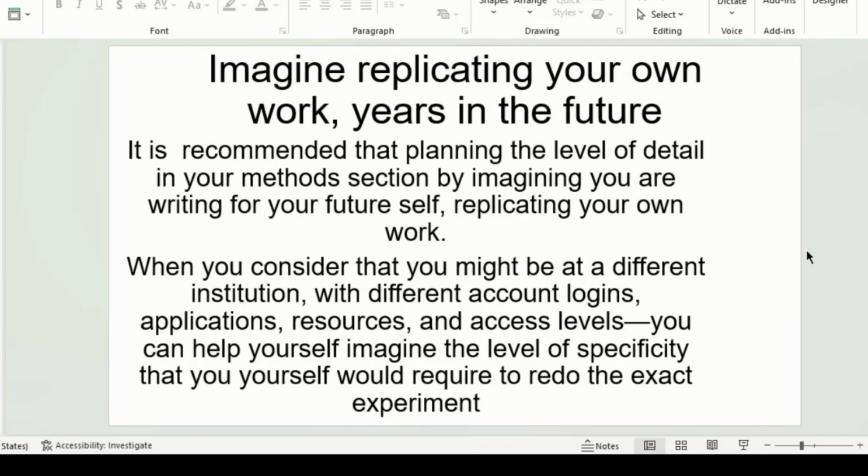Now, when you consider that you might be at a different institution with different account logins, applications, resources, and access level, you can help yourself imagine the level of specificity that you yourself would require to redo the exact experiment.